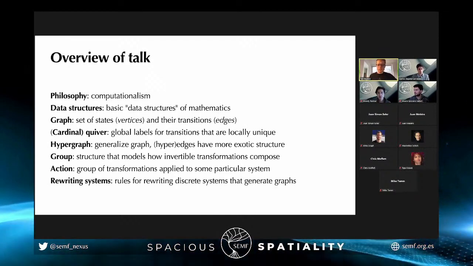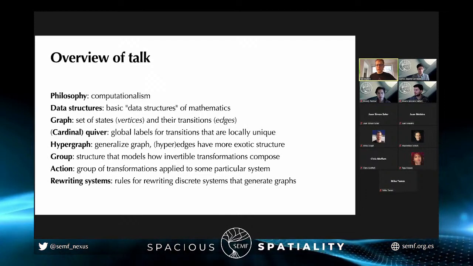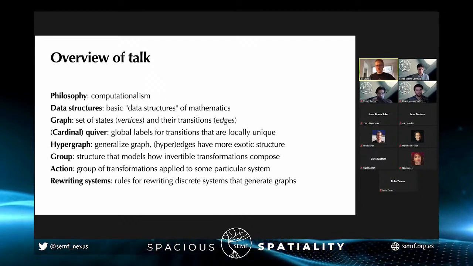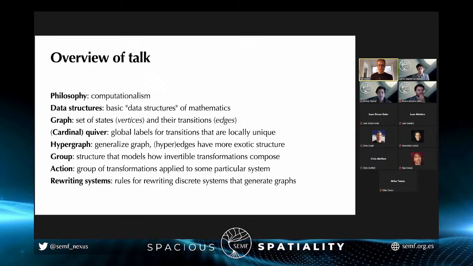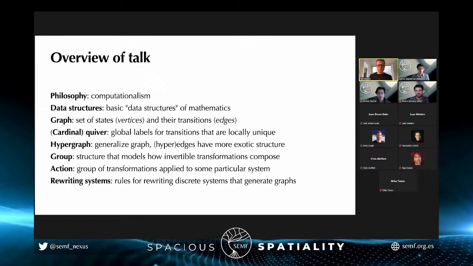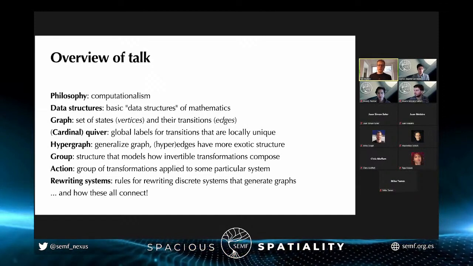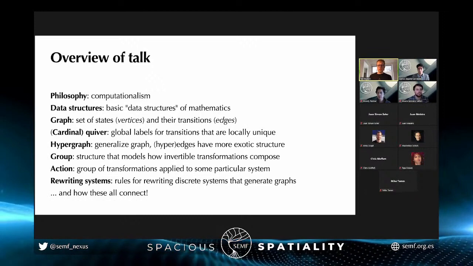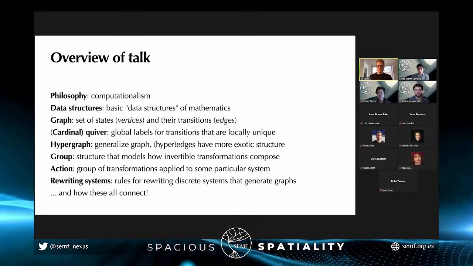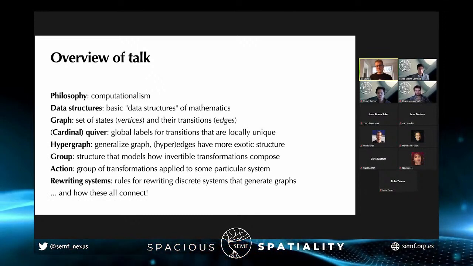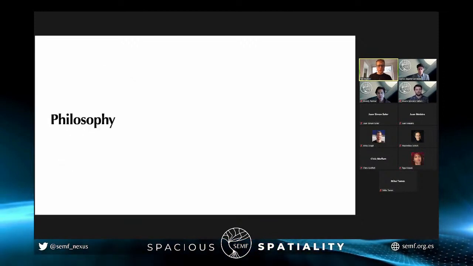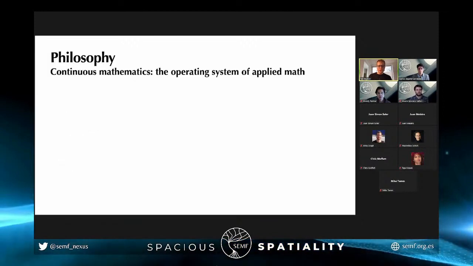We'll look at rewriting systems, which are rules for rewriting discrete systems in such a way that you can generate graphs, and they'll be the substrate for the geometries that I'll be talking about. And I want to leave you especially with a good overall map of how these things all interconnect, because they do intertwine quite tightly. Okay, let's start with philosophy.